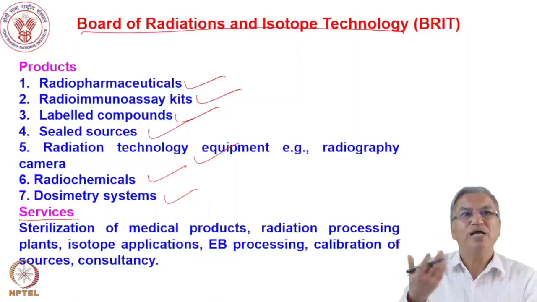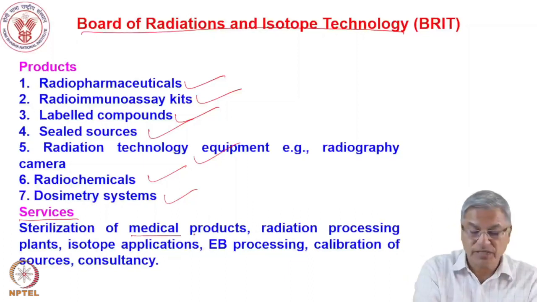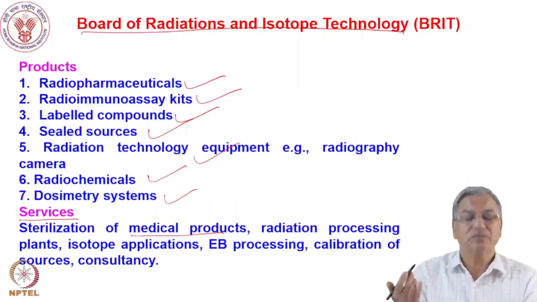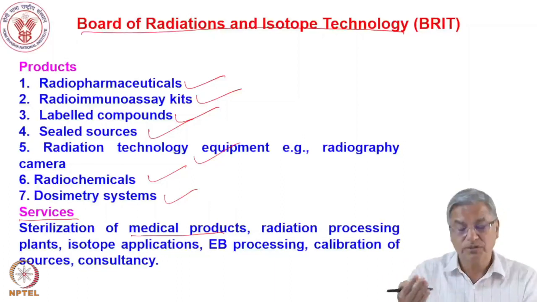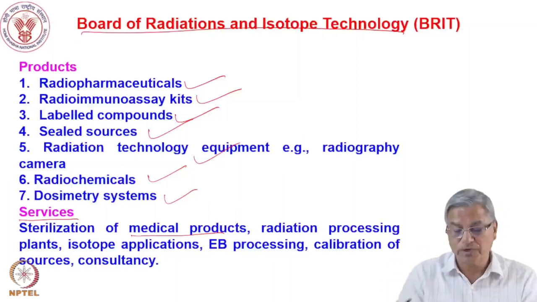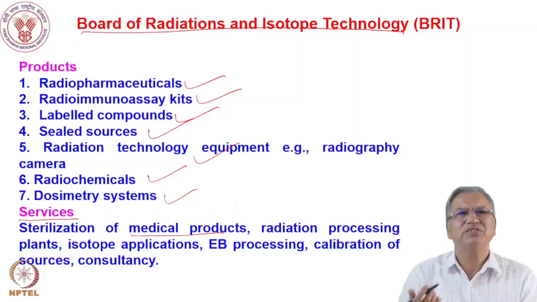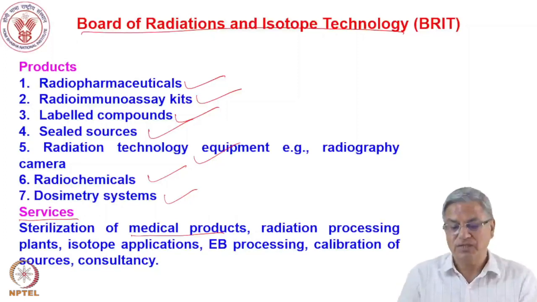And for the larger products, medical products sterilization, processing, vulcanization of rubber, and many others, electron beam processing for insulation of cables, consultancy, calibration of radioisotopes, all these facilities and services are provided by BRIT in the country. So you can go to their website and see what are the things they do.